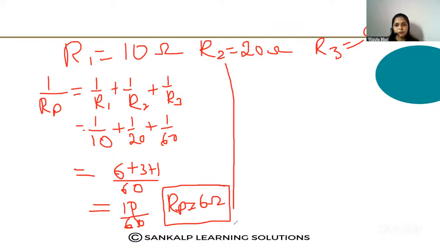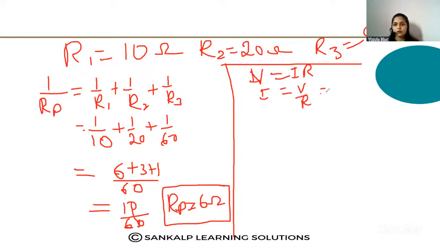Next, find out the value of total I. What is the value of I? You have to find out here. V is equal to IR formula. So, I is equal to V by R.